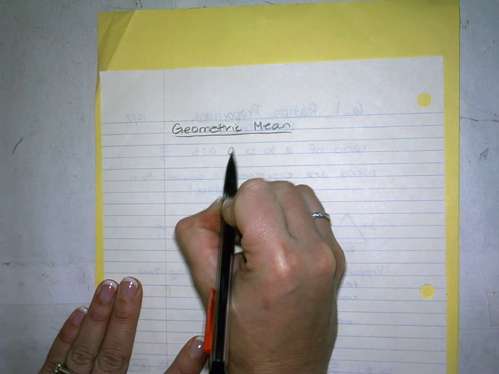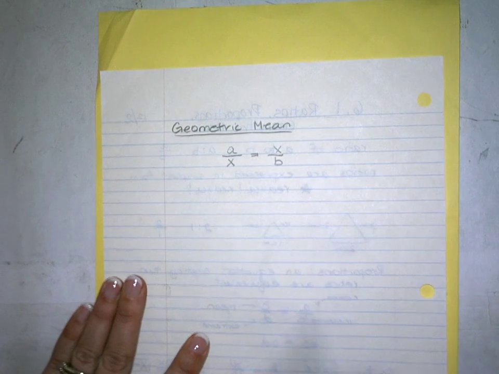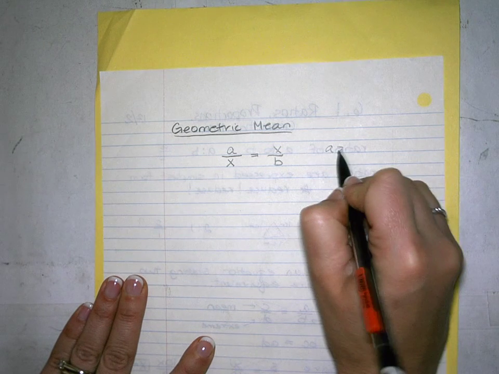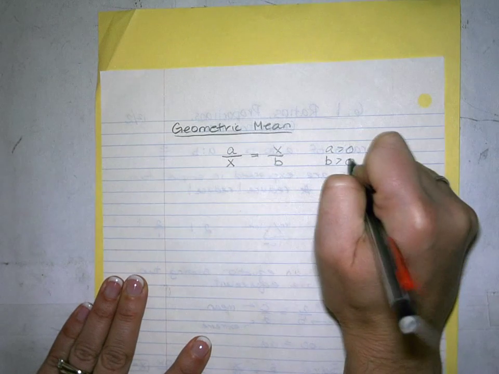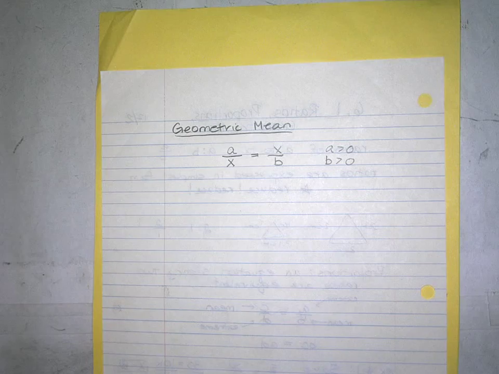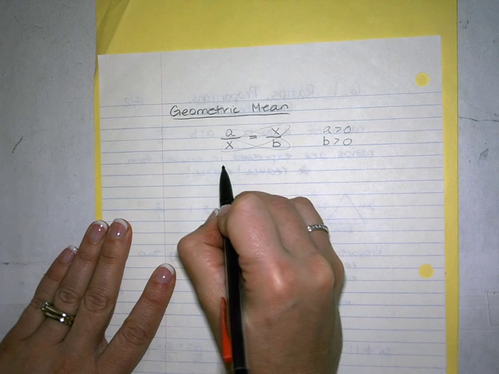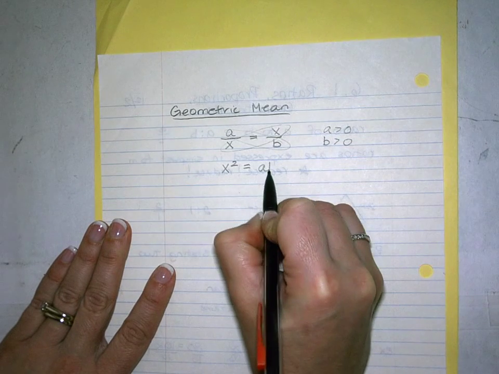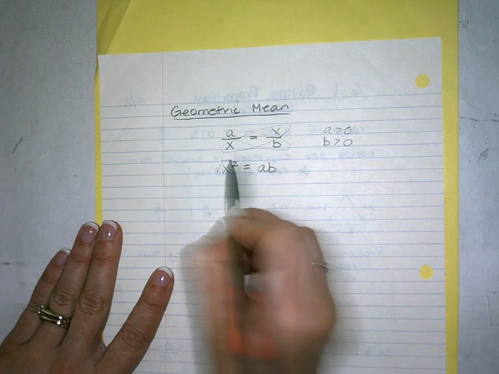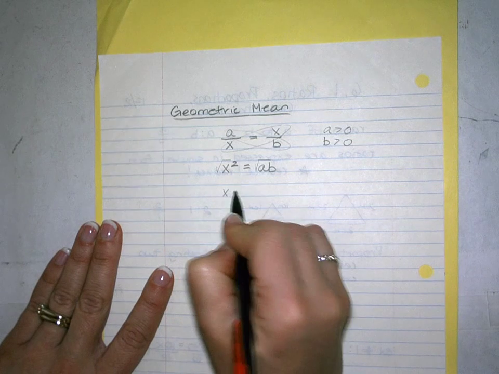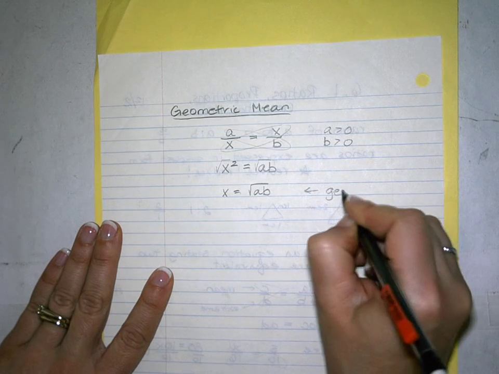All right, the geometric mean looks like this. If I had a over x equals x over b, and I'm going to say that a is positive, that's what a greater than 0 means, and b is positive. So let's say that both of these are positive numbers. Then using the cross product, or what I used to call the butterfly effect, x squared has to equal a times b. And if I wanted just that number, to get x by itself, can't I square root both sides? So I get x equals the square root of a times b. This is how you find the geometric mean.